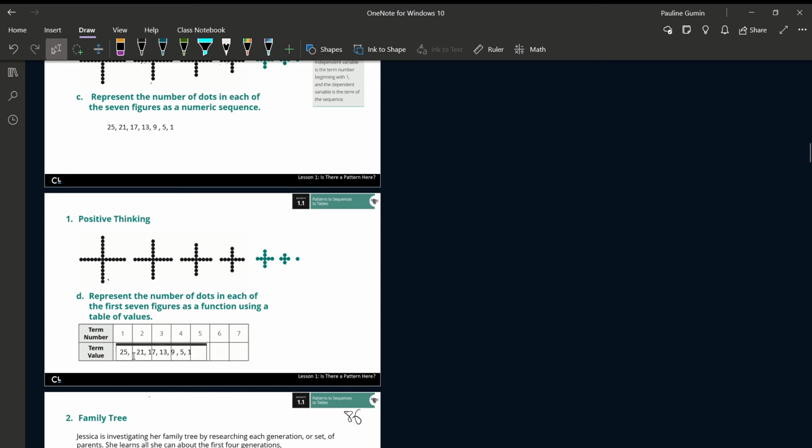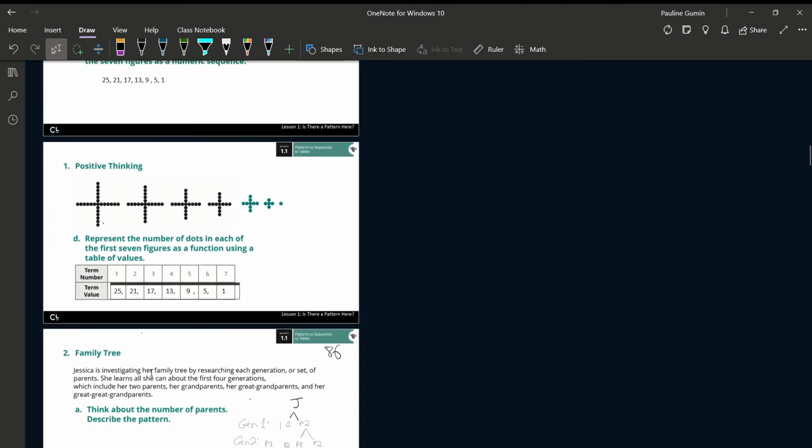Oh, success. The second had 21. The third had 17. The fourth had 13 dots. The fifth had 9 dots. The sixth had 5 dots. And the seventh had 1 dot.